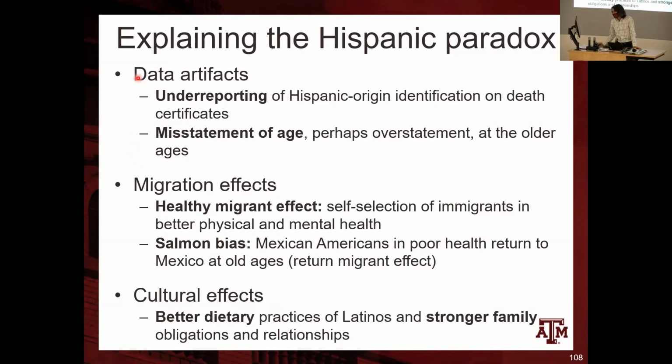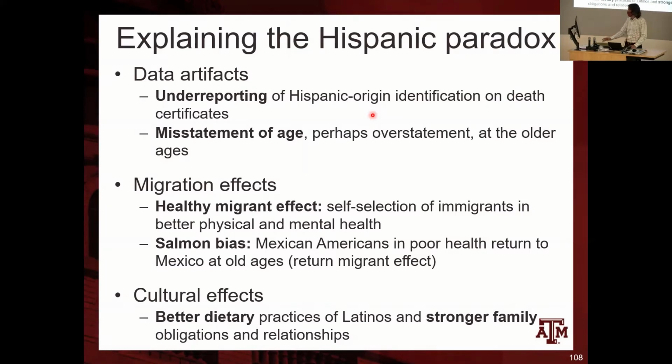Maybe this better life expectancy at birth or lower mortality among the Hispanic population is actually due to measurement error. Maybe there is underreporting of the Hispanic origin identification on death certificates. Maybe people die of Hispanic origin and their deaths are not reported to the government, right? And it's not reported to the local government, to the state government, and to the national government. As we talked about, local governments collect this information and then it gets transferred to the state level, and the state level sends it to the national government.